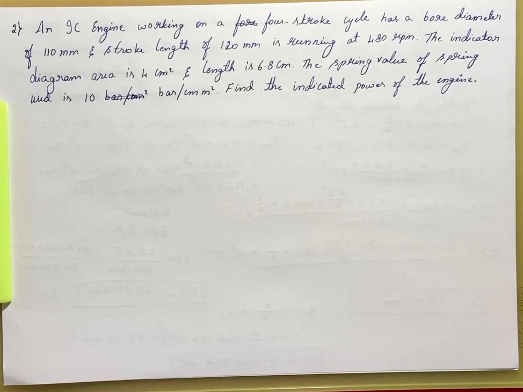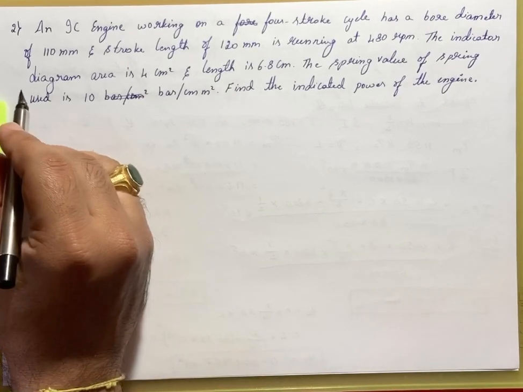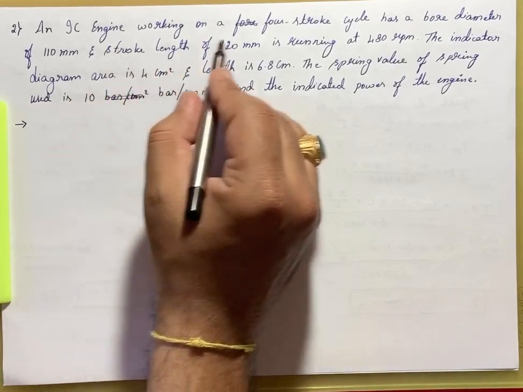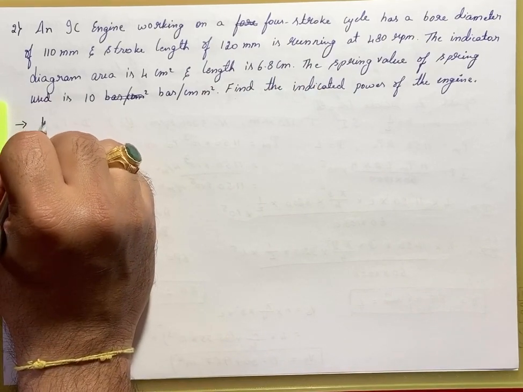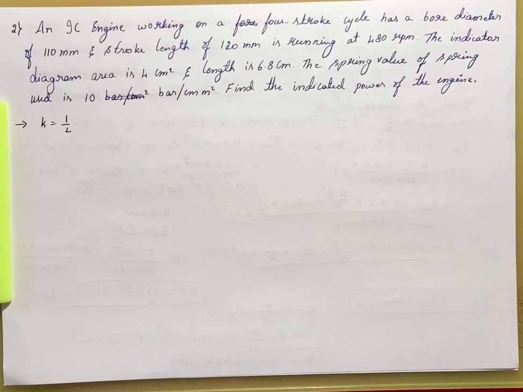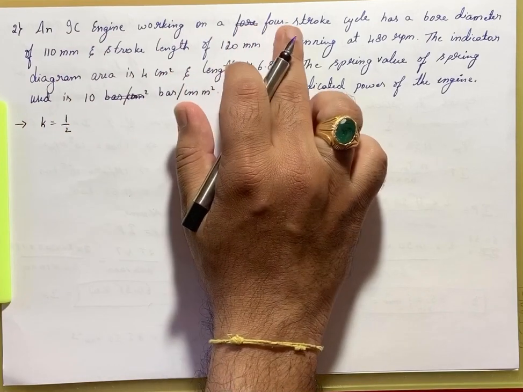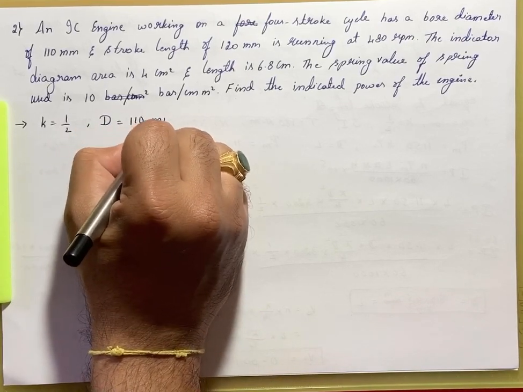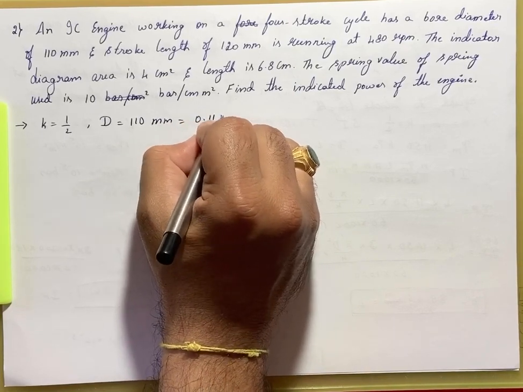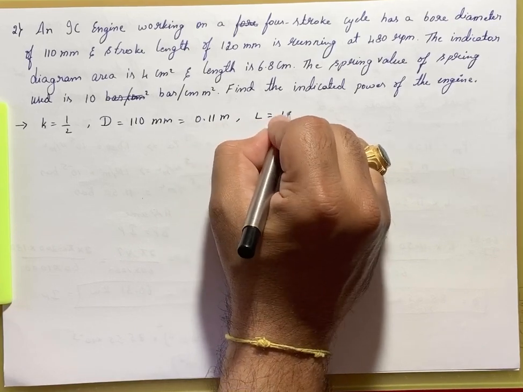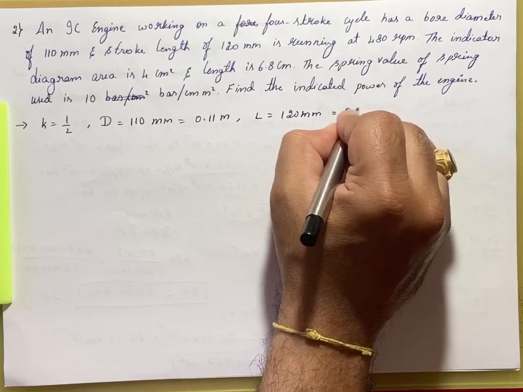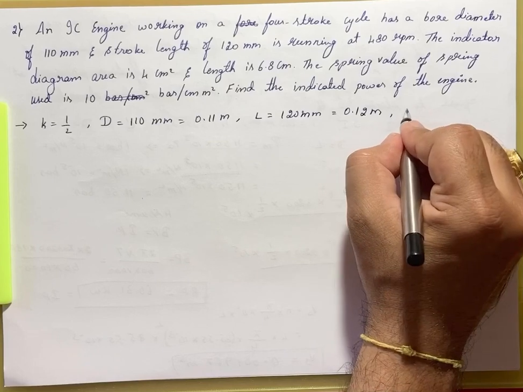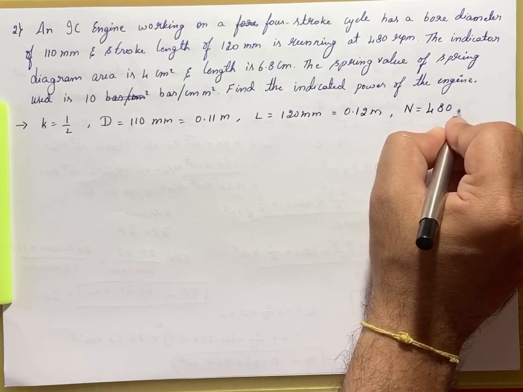Now in this numerical he has given an IC engine working on 4-stroke cycle has a bore diameter of 110 mm. Now he has given it is a 4-stroke cycle, that means K is equals to half. It is not told whether it is a petrol engine or diesel engine here. Bore diameter capital D is equals to 110 mm, that is 0.11 meter, and stroke length L is equals to 120 mm, that is 0.12 meter, running at 480 rpm, that is capital letter N is equals to 480 rpm.